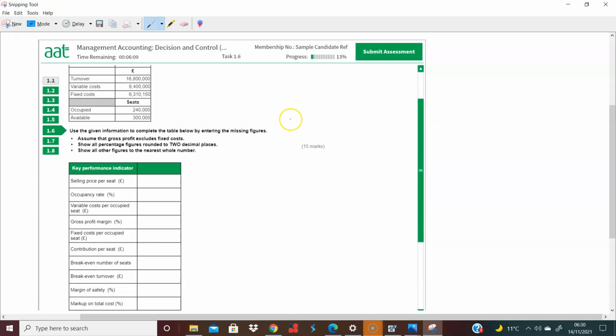Right, this is task six, and really these are just a series of different ratios, a mixture of non-financial performance ratios and financial performance ratios. So let's just walk through them as we go. What we have here is a current turnover of 16.8 million.